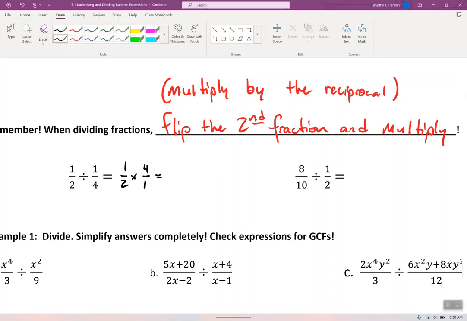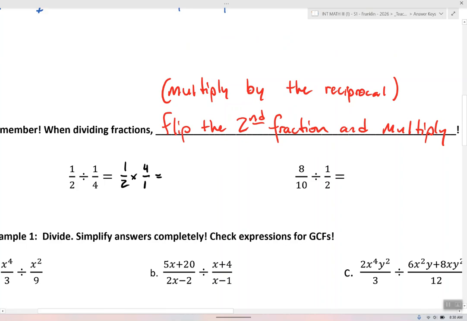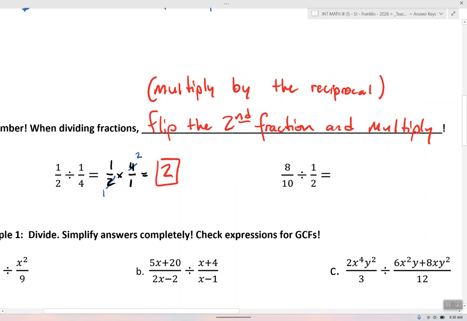And again, we can cross cancel ahead of time. This is a 2 and a 4, so that'll cancel out to a 1 and a 2. Divide them both by 2. So we just get 2 here. 1 times 2 is 2 over 1 is 2. Which makes sense because there are 2/4 in each half.